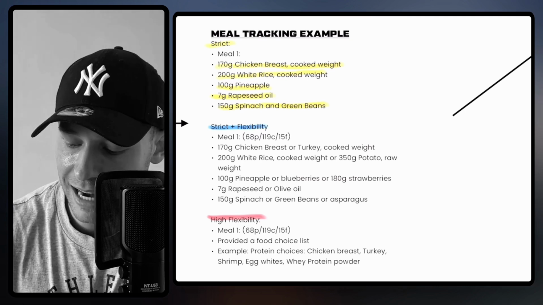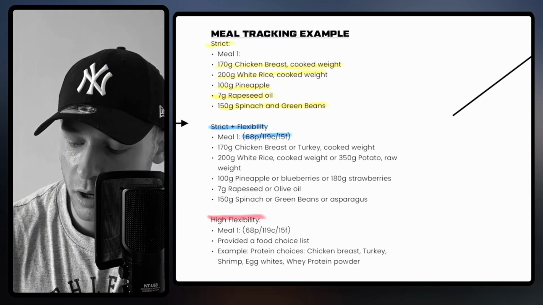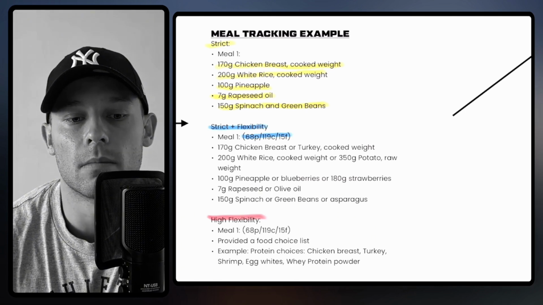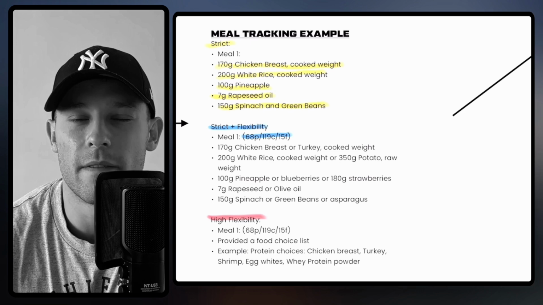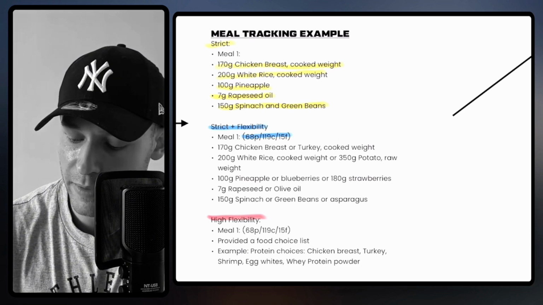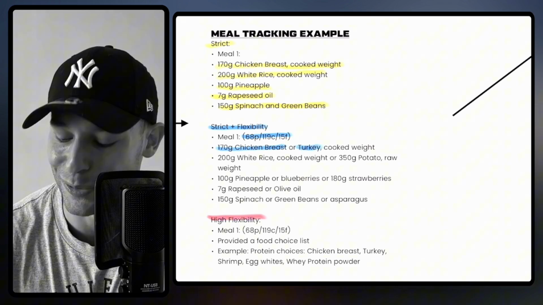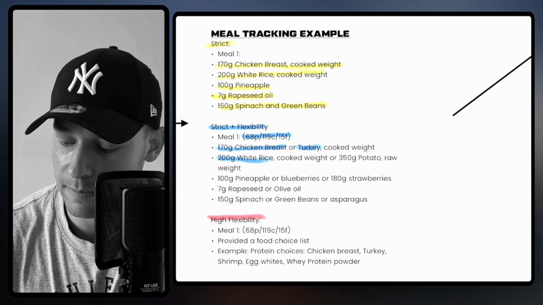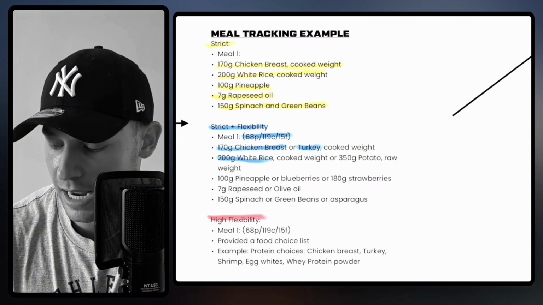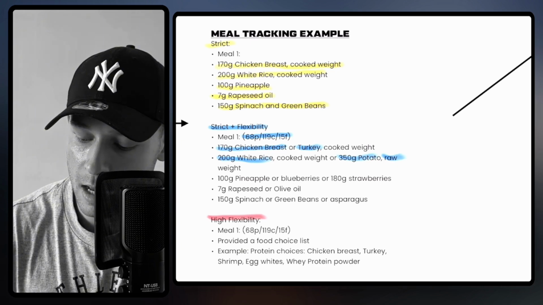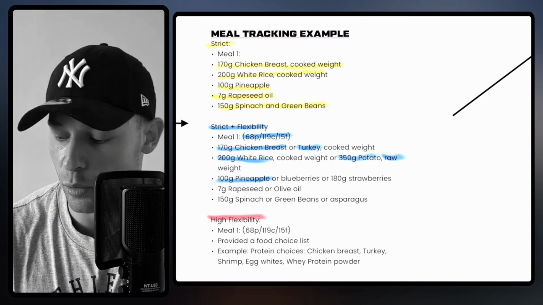Whereas with strict with flexibility, you can see that for meal 1, you actually have the macronutrients there: 68 grams of protein, 119 grams of carbs, 15 grams of fat. And we've got an A and a B option. So 170 grams of chicken breast, or if I fancy turkey, that's going to be cooked weight. 200 grams of white rice. I don't really fancy white rice tonight, so instead I'm going to have 350 grams of potato, raw. 100 grams of pineapple, blueberries, or strawberries.